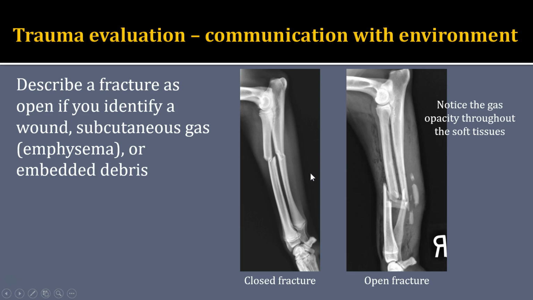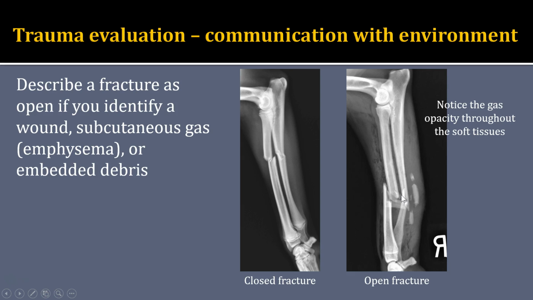In the middle of the slide is a patient that has mid-diaphyseal radial and ulnar fractures, has soft tissue swelling and distortion of the fascial planes, but I do not see anything that looks like a wound, emphysema, or embedded debris. So I will classify this as a closed fracture.